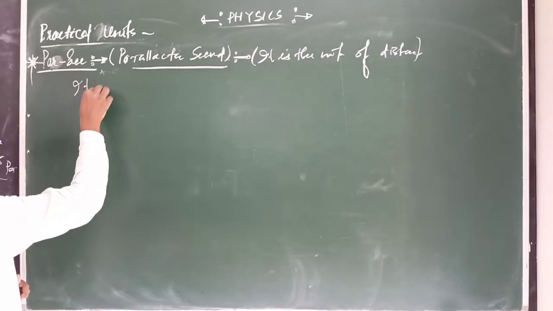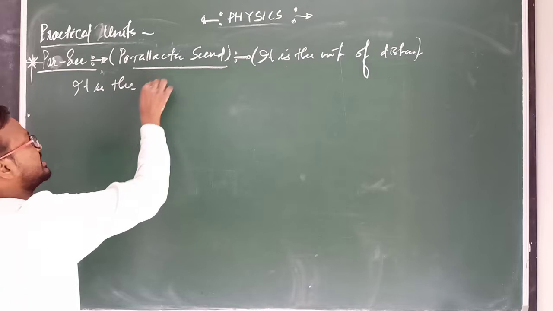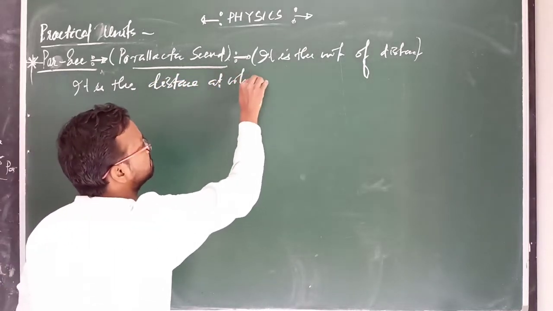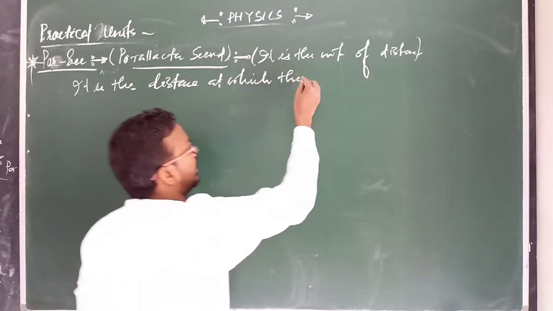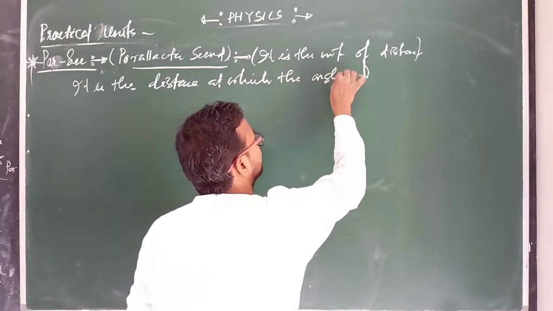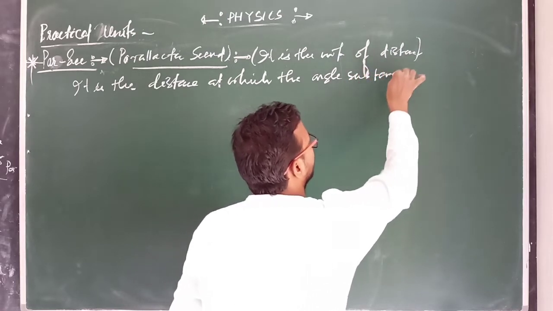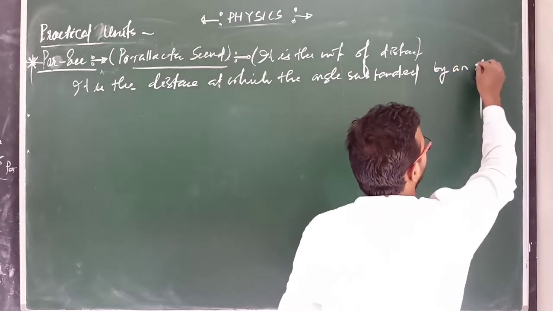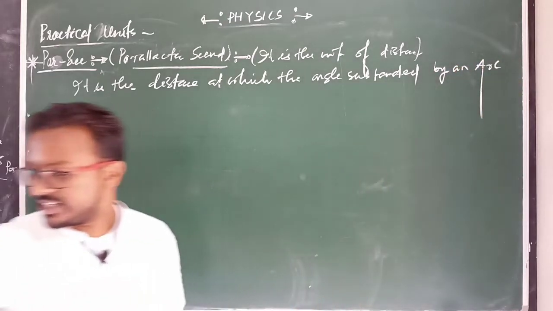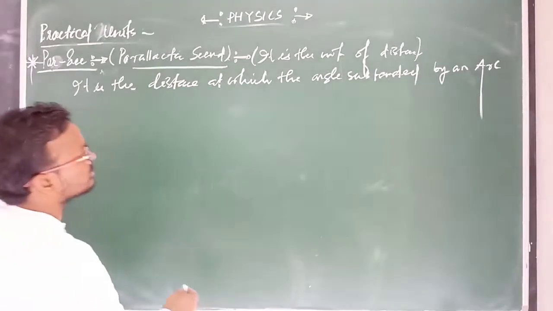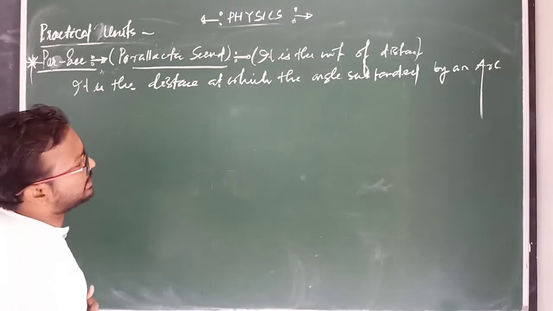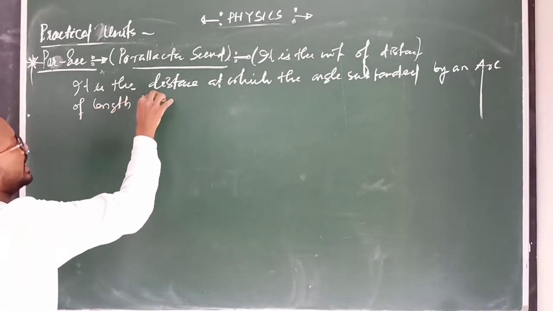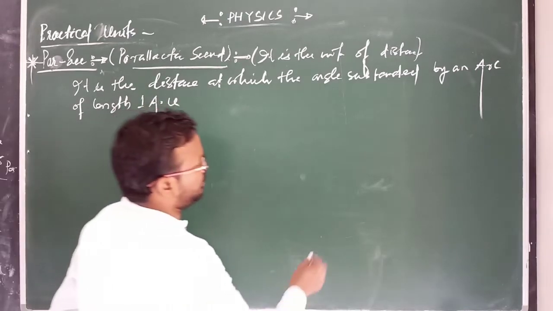It is the distance at which the angle subtended by an arc of length 1 astronomical unit is 1 second.